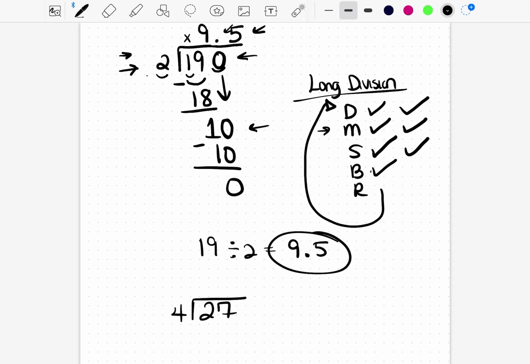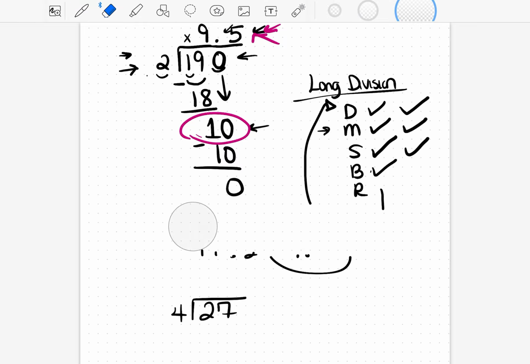Okay, so we divide, multiply, subtract, bring down, repeat. Remember, when we divide, we put the answer on top. When we multiply, we put the answer below. We subtract. Once we bring down and we have a new number, that's the new number that we divide by. But again, when we divide, we put the answer on top. We multiply again, we subtract, and we end up with a remainder of 0. And we have our answer.